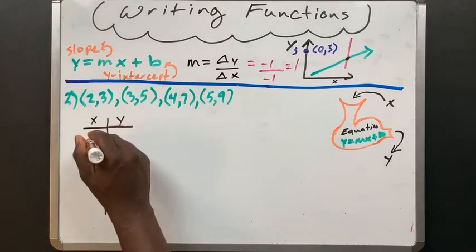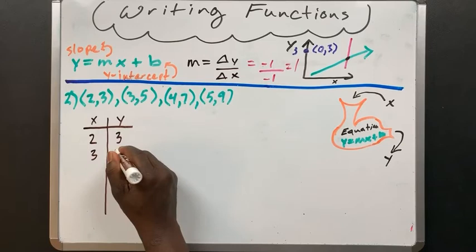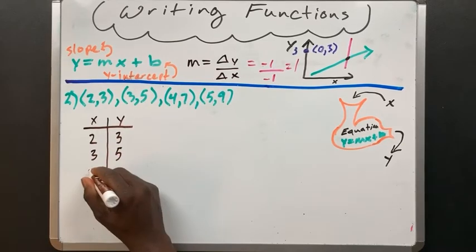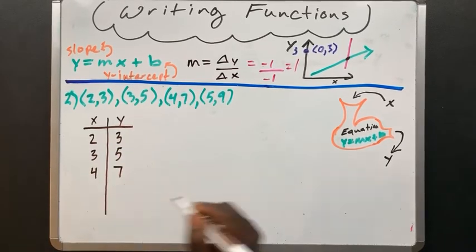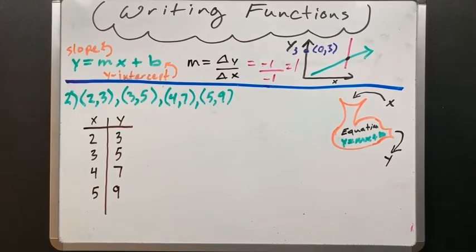So we have 2, comma 3. We have 3, comma 5. We have 4, comma 7. We have 5, comma 9. You can make your t-table look like this as well.